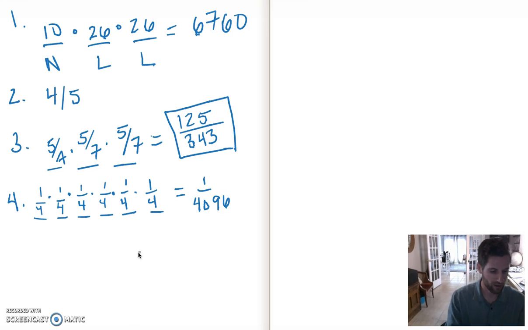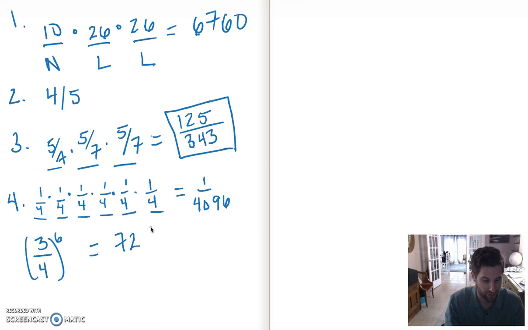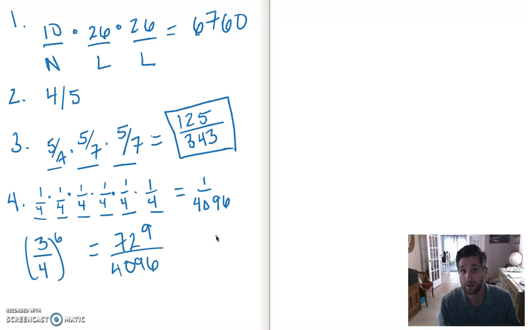And then we're going to get the probability that you get them all wrong. That's going to be 3 over 4, and we're going to do that to the 6th power because there's 6 of them. So I'm going to do that in my calculator as 3 over 4. Let me do that again. 3 divided by 4. And then I'm going to raise that to the 6th power. And we get, there we go, 729 out of 4,096.